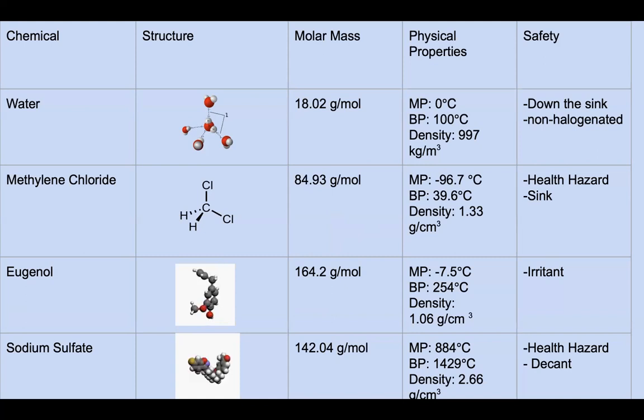It has a molar mass of 164.2 grams per mole, a melting point of negative 7.5 degrees Celsius, and a boiling point of 254 degrees Celsius. Sodium sulfate has a molar mass of 142.04 grams per mole, a melting point of 884, and a boiling point of 1,429 degrees Celsius. It is important to keep in mind the boiling point of eugenol, especially because by performing steam distillation, we're able to lower the temperature where eugenol starts to boil.